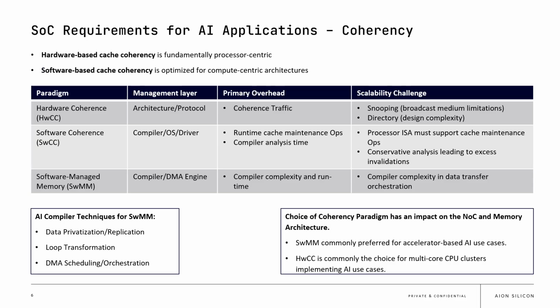Software coherency requires support from your processor ISA for the cache maintenance operations. And the purest form of coherency that we have is software managed memory, whereby a system doesn't have caches, but instead has off-chip memory, and then on-chip you've got several SRAM blocks. The coordination and orchestration of the workload is managed by the compiler. So these are the various forms of coherency, and we're seeing software coherency, in particular software managed memory, to be the choice for AI accelerator based use cases.